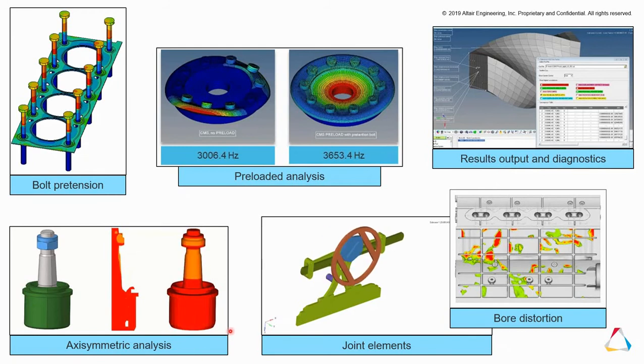More recently, we also added capabilities for axisymmetric analysis, including contacts. As mentioned previously, we do support joint elements, as well as certain specialty types of analysis, like bow distortion, which is used for powertrain type of analysis. In addition to this, as mentioned, there's a lot of other features. So we do support things like creep. We support materials such as viscoelasticity, viscoplasticity, as well as cohesive elements. So a very comprehensive set of solutions when it comes to nonlinear analysis.